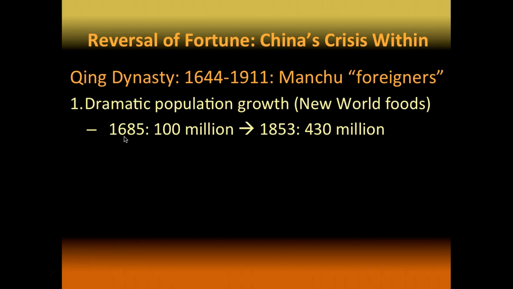China's population shot up from 100 million in 1685 to 430 million in 1853. So in less than 200 years, the population went from 100 to 430 million people. This success created a lot of looming environmental problems, as China began to run out of exploitable resources, things that could be used.